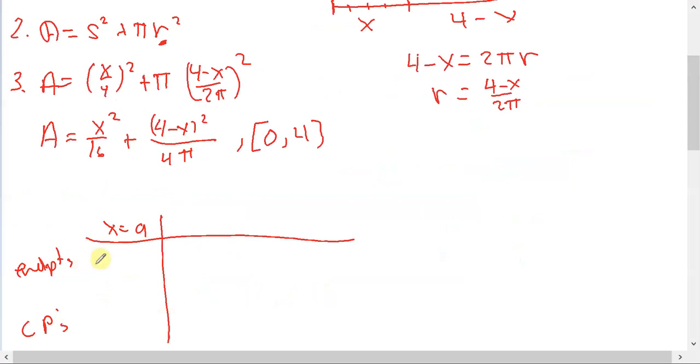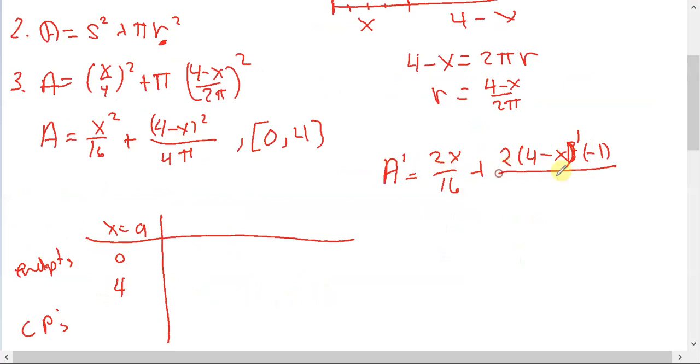And so actually I can solve both problems at once because I'm going to be able to find the maximum and minimum by doing this. So the endpoints are 0 and 4. And I do have to find the critical points, so I do need the derivative. That's going to be 2x over 16 plus, here I use the chain rule and I get 2 times 4 minus x to the 1. And then the derivative of the inside is minus 1. That's all divided by 4 pi. And I can simplify that a little bit. Let me go ahead and do that before I find the critical point.